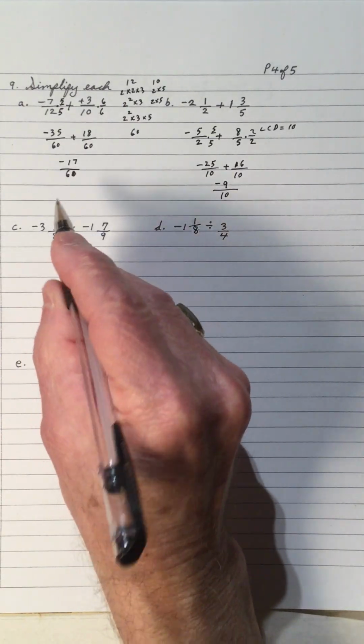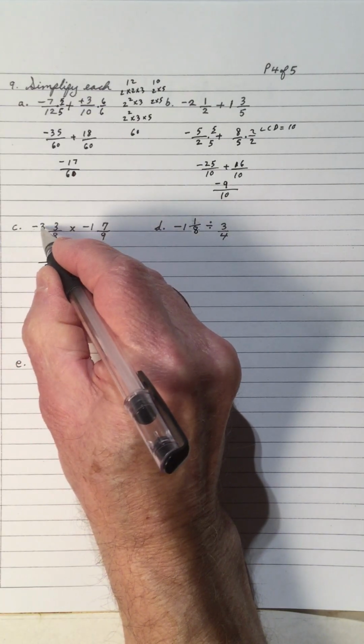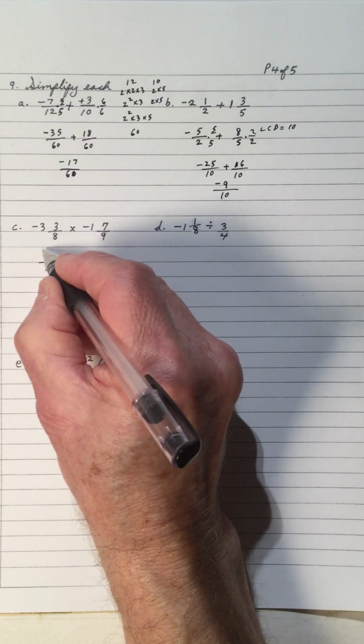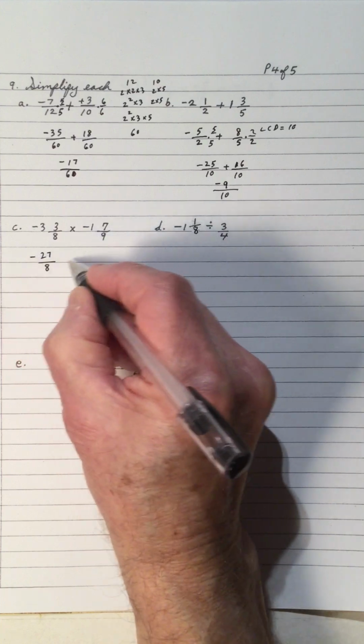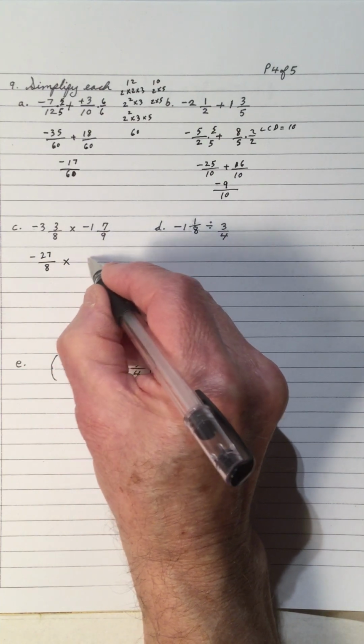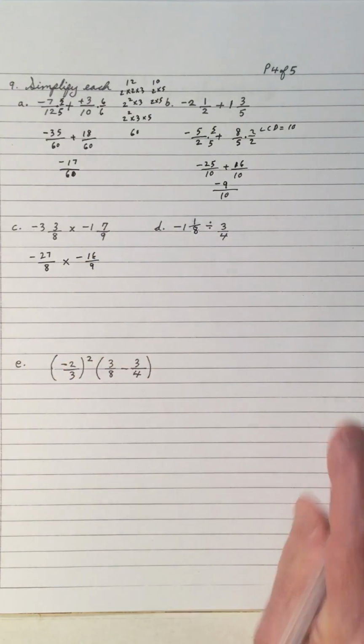Again, mixed numerals, so let's change them. So we got a common denominator of 8. So 3 8s are 24. Add on 3. 24 plus 3 is 27, but it's negative. 1 times 9 is 9, 9 and 7 is 16 over 9, but it's negative.